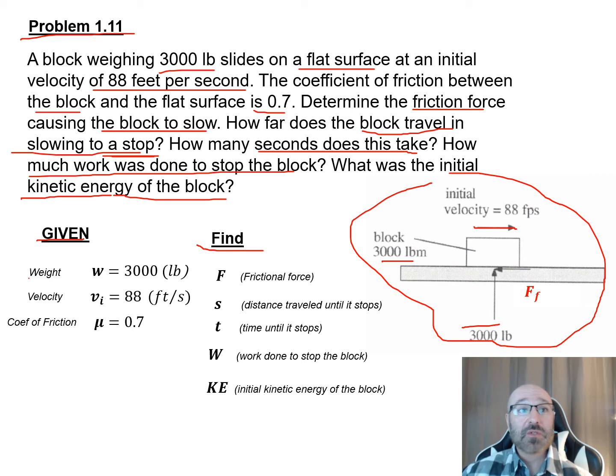Well, what was given was the weight. The weight was equal to 3,000 pounds. The initial velocity was given as 88 feet per second, and our coefficient of friction was given as mu is equal to 0.7.